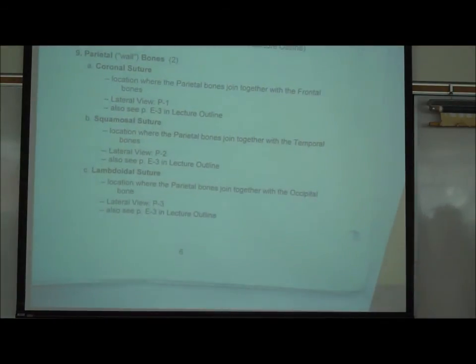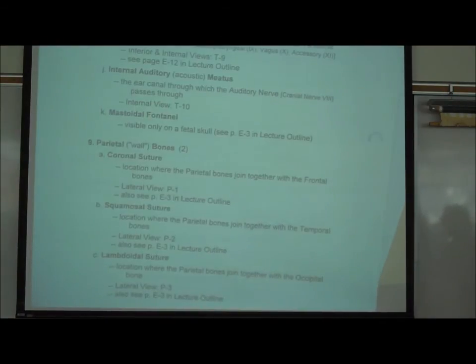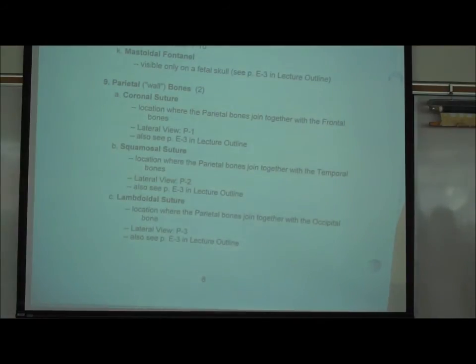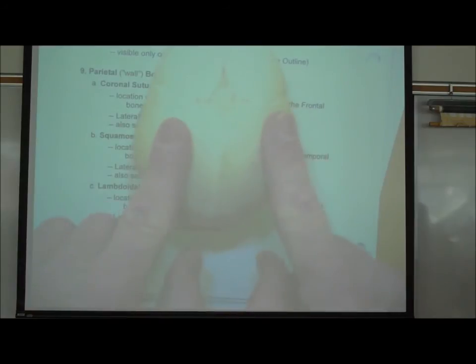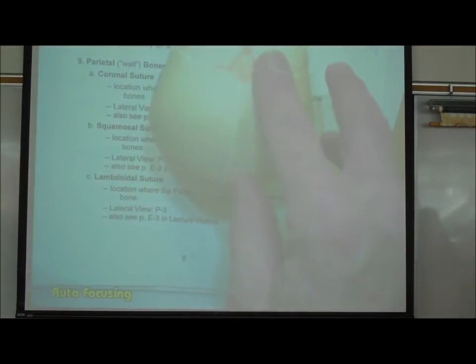On page 8, the next thing that's listed are the parietal bones. The parietal bones are real simple. The parietal bones are the two bones at the very top of the skull, whether we've got a fetal skull or not. These are the right and left parietal bones. And the line between the parietal bones, the suture line, is called the sagittal suture.